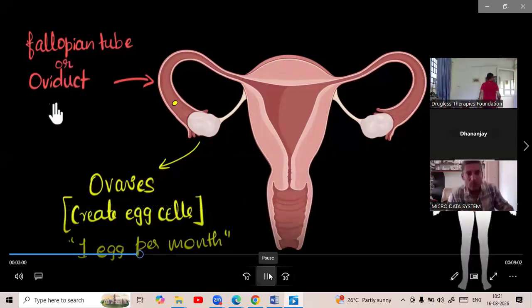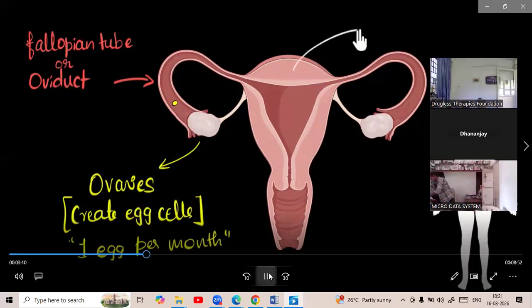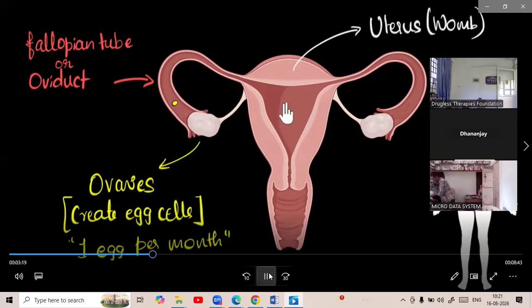So what does the oviduct do? Well, it basically pushes the egg all the way into this elastic bag-like structure, which is called the uterus. In common language, it's also called the womb. This is where the baby will be during pregnancy. And if you look below over here, you can see the opening to the uterus. This opening is also given a name. It's called the cervix.